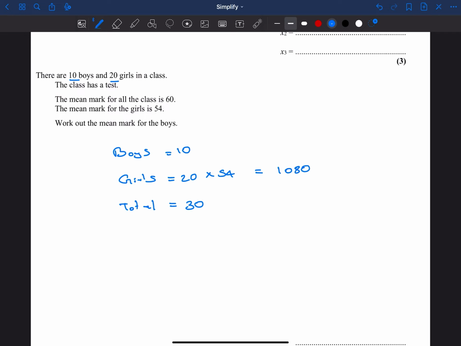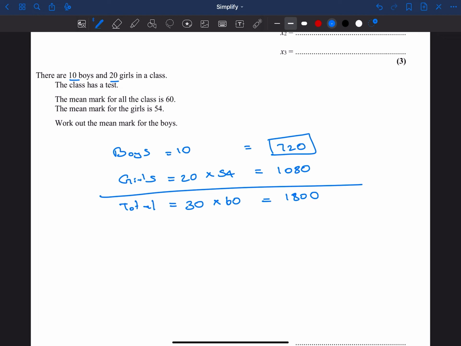The mean mark for the class is 60. So each person in the class is 60, so the total is roughly 30 times 60. That gives you 1800. Remember, it's the total here. So how do we get the boys' total? Subtract it, isn't it? 1800 take away 1080, 720.